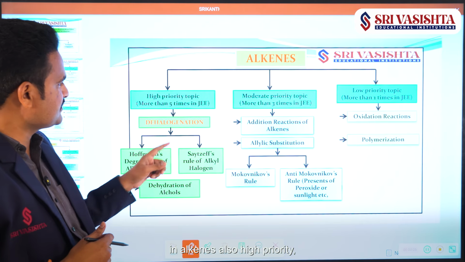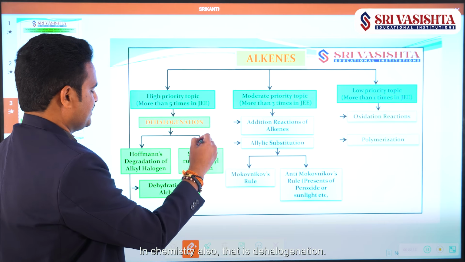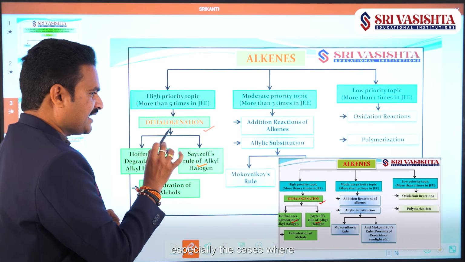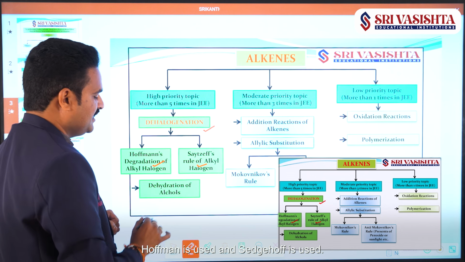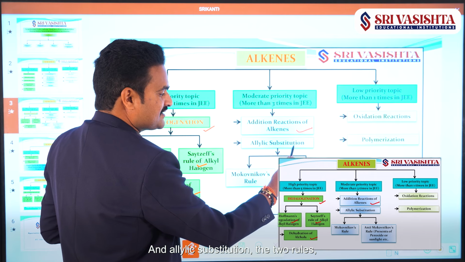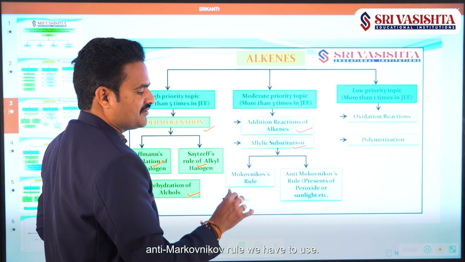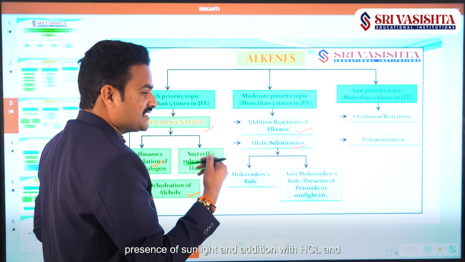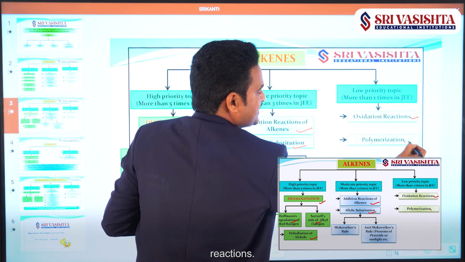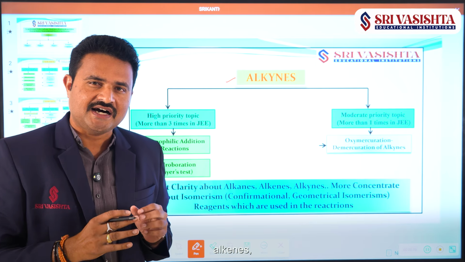Like alkanes, in alkenes also there are high priority, moderate priority and low priority topics. In alkenes, the most important thing, which is useful in second year organic chemistry also, is dehalogenation. In dehalogenation, Hofmann degradation and Saytzeff rule, especially the cases where Hofmann is used and where Saytzeff is used, and next dehydration of alcohols. Moderate priority: addition reactions of alkenes, very important, and allylic substitution. The two rules, Markovnikov rule and anti-Markovnikov rule, especially in which case we have to use the anti-Markovnikov rule, like the presence of peroxide, presence of sunlight, and addition with HCl and HBr differentiation. Low priority topics are oxidation reactions and polymerization reactions.